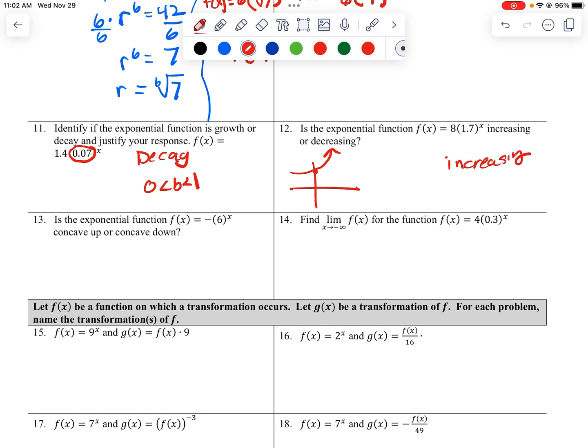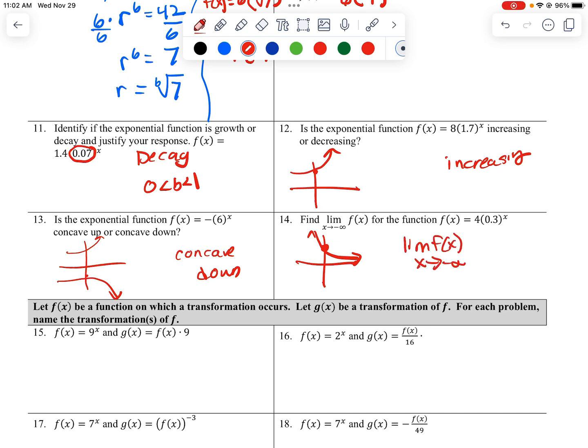Is the exponential function negative 6 to the x? So it starts at 6 and it's increasing, but it's also a reflection, right? So I know that it was up here, but that negative reflects it, so it's down here. So it's going to be concave down. Find the limit as x goes to negative infinity. So I know that this starts at 4 and it's concave down. So as it goes to negative infinity, it's going up, so it's going to positive infinity.